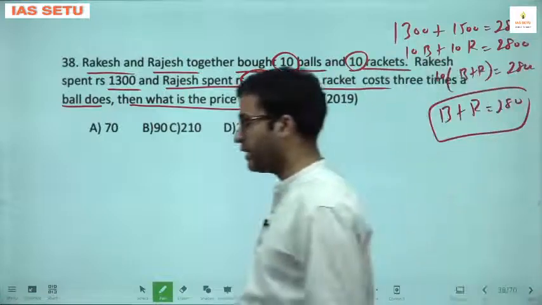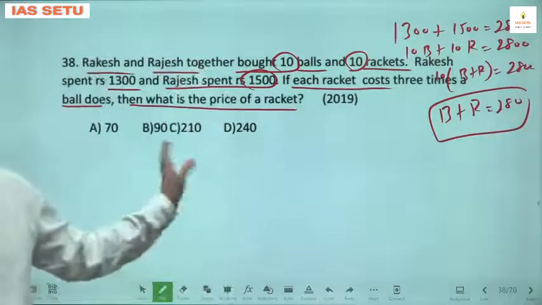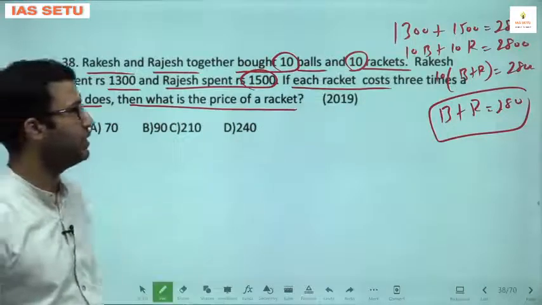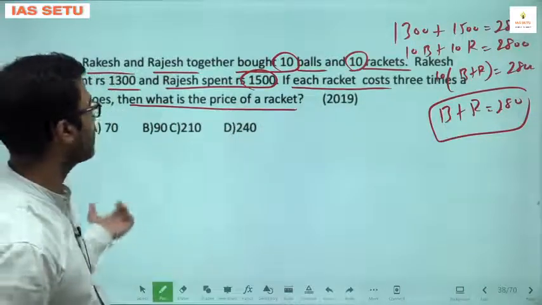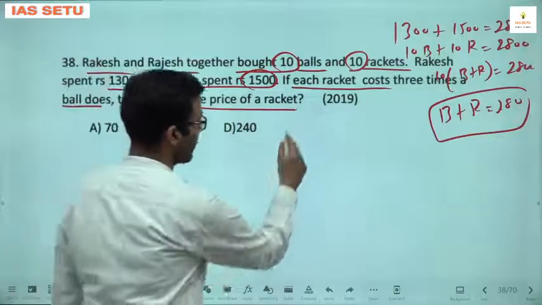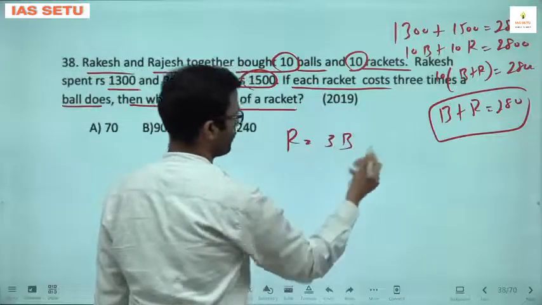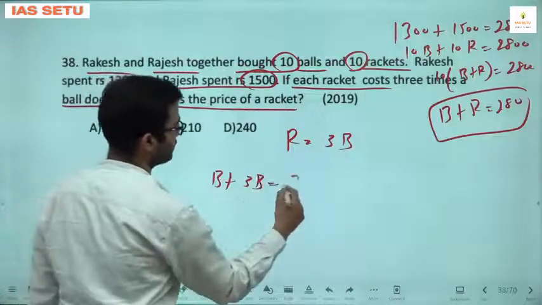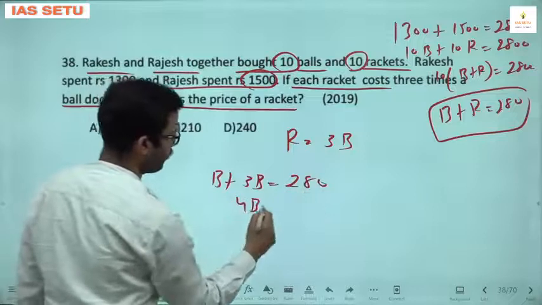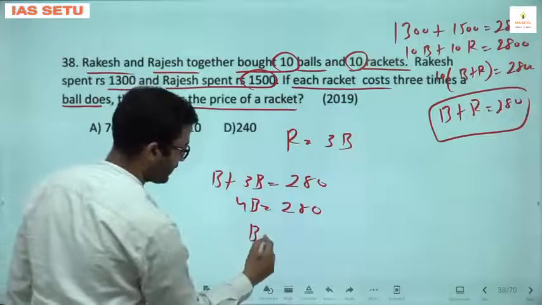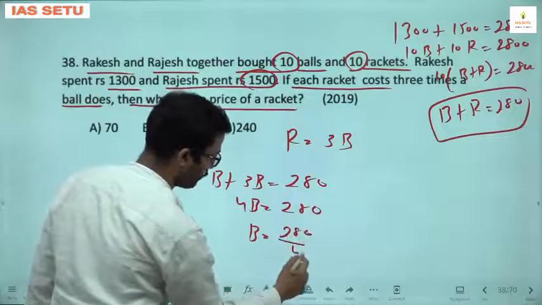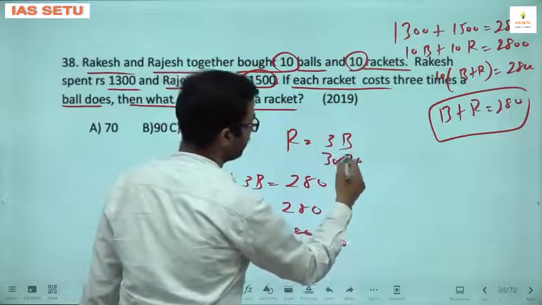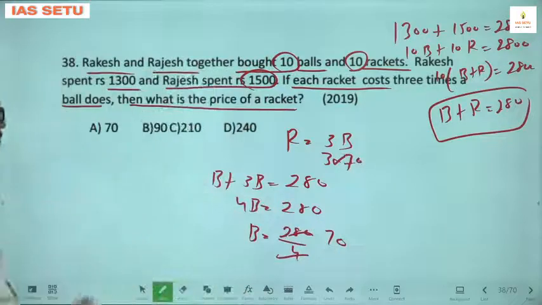10 balls, 10 rackets cost 2800. Take 10 to the other side. So 1 set of ball and racket costs 280. Each racket costs thrice a ball, so we replace racket by 3 balls. 1 ball plus 3 balls is equal to 280. 4 balls is equal to 280. So the price of a ball is 280 divided by 4, 70. And what is the price of the racket? 3 into 70, 210.